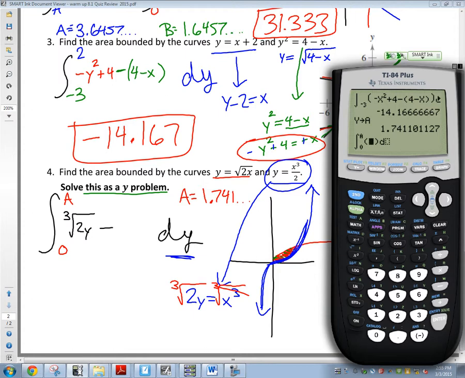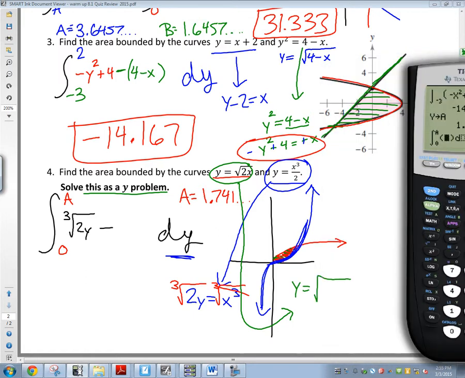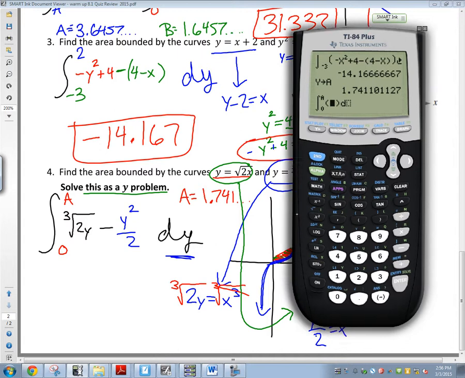Minus, I want to solve this one for y. I'm running out of space. Sorry, this is getting ugly. I'm getting x by itself. So y equals the square root of 2x. I'm getting y by itself, so I'm going to square both sides and then divide by 2. So y squared over 2, that should be a 2 on the bottom, equals x. So that's what I'm doing second, minus y squared over 2. So that's what I'm going to type in.